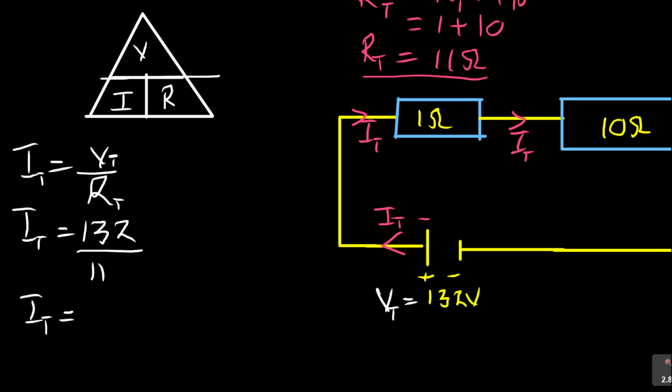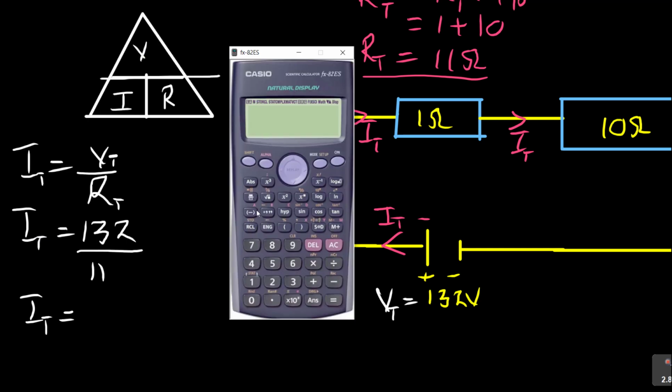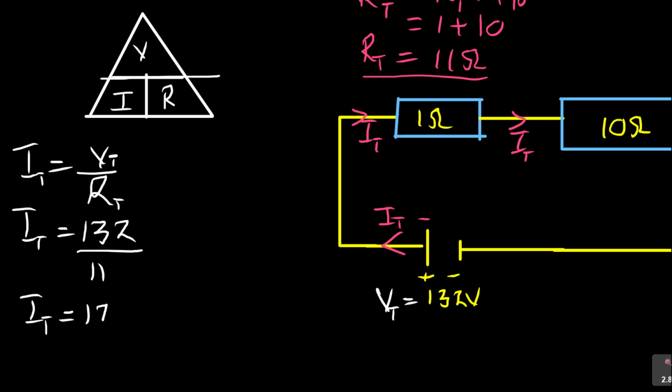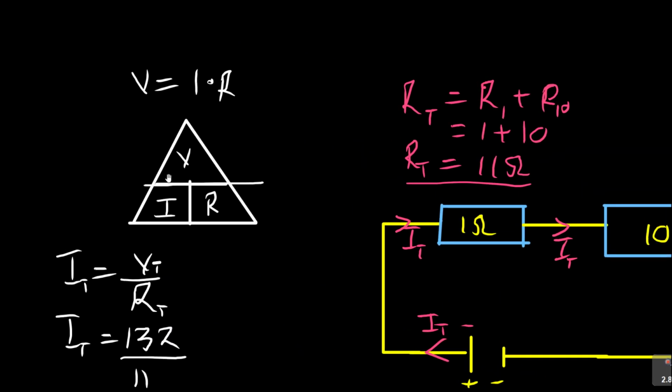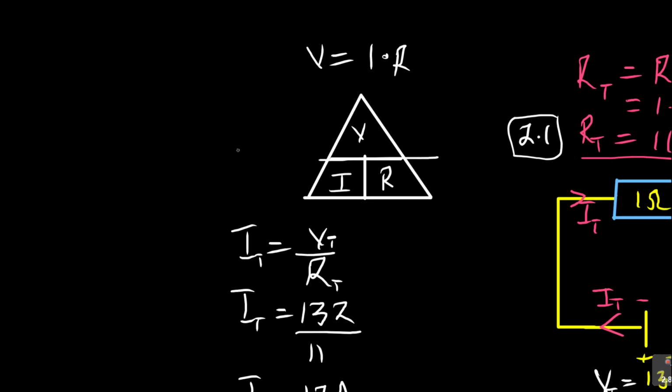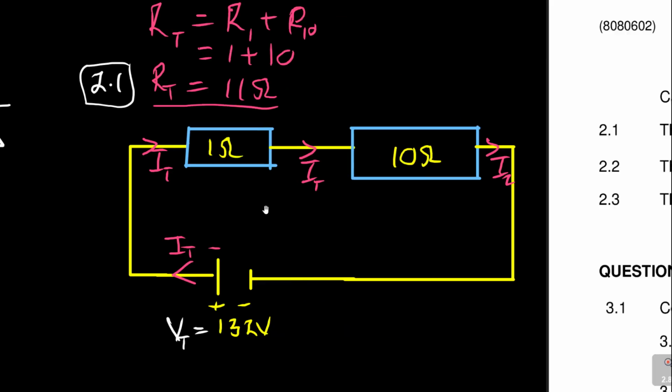Then you get the answer. That becomes that. So it's 132 over 11, then 12. 12 amps. Remember, we're dealing with current. So this question was 2.2. This was 2.1, and this one is 2.2. All right, then let's look at the last one.